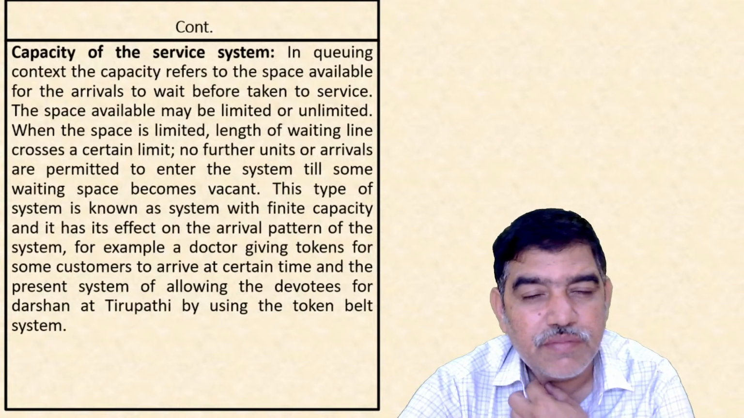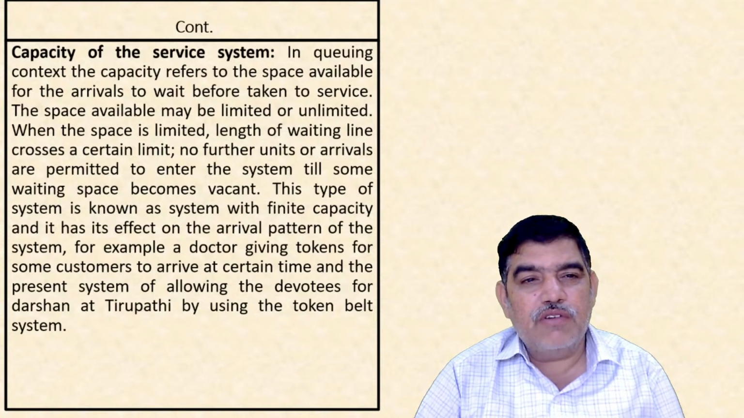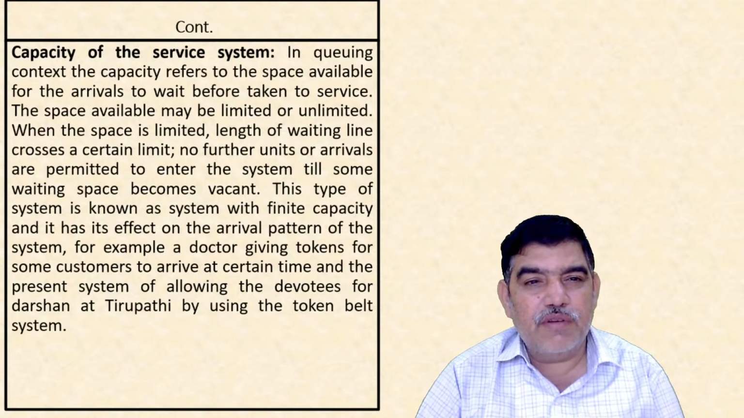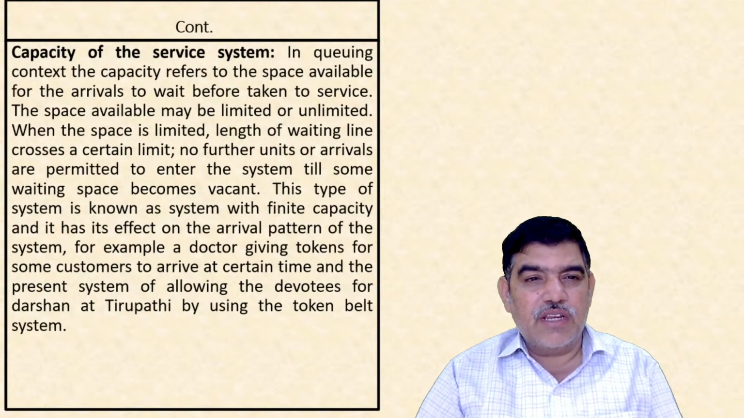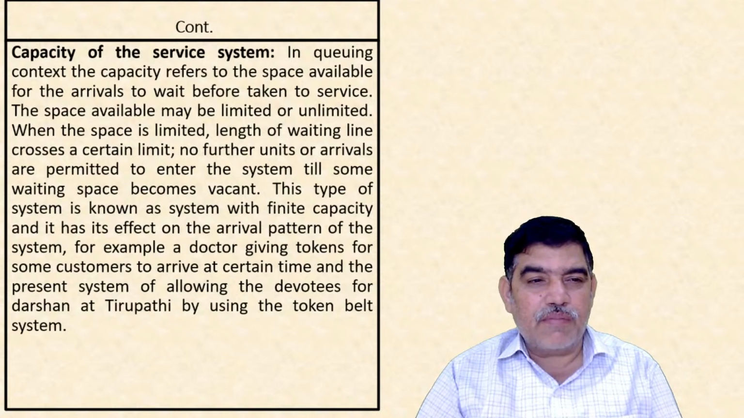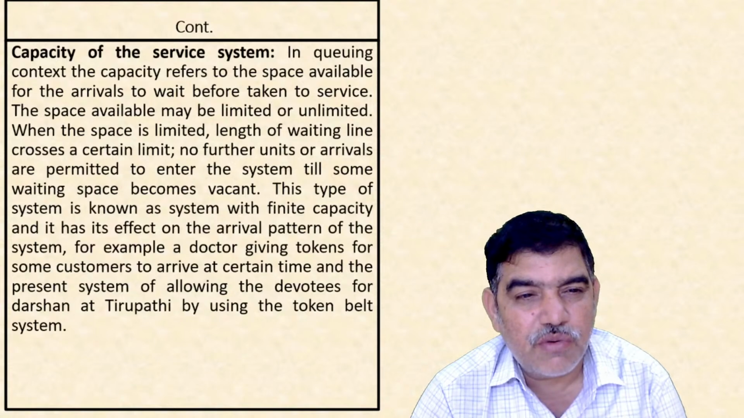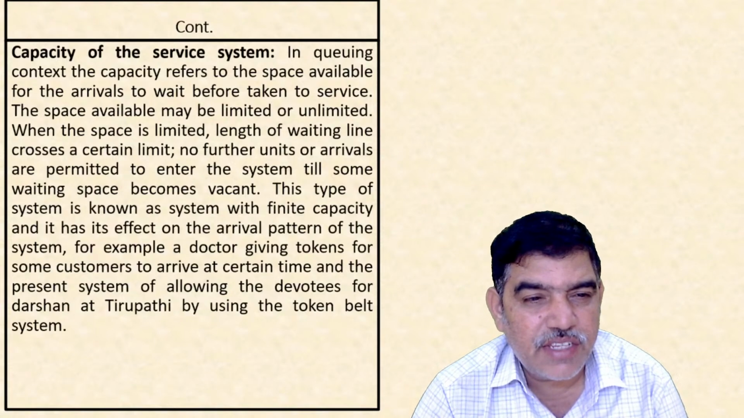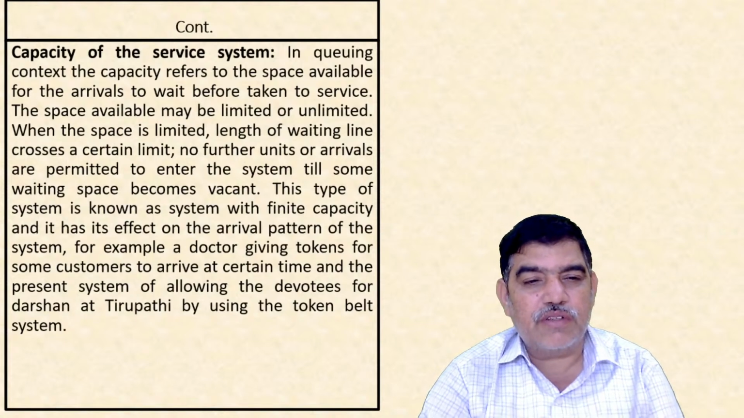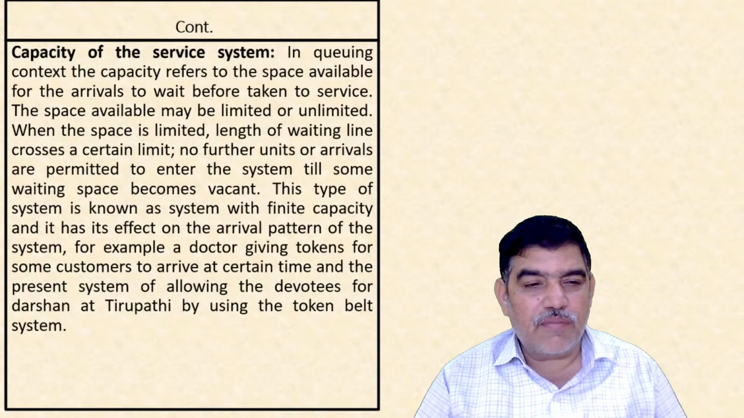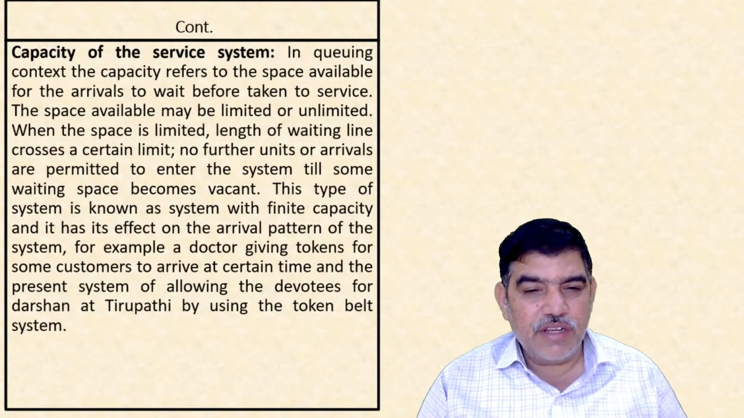Then the capacity of the service system. In the queuing context, capacity refers to the space available for the arrivals to wait before being taken into service. The space available may be limited or unlimited. When the space is limited and the length of the waiting line crosses a certain limit, no further arrivals are permitted to enter the system till some waiting space becomes vacant. This type of system is known as a system with finite capacity, and it has its effect on the arrival pattern of the system. For example, a doctor giving tokens for customers to arrive at a certain time, and the present system of allowing devotees into a temple by using the token belt system.